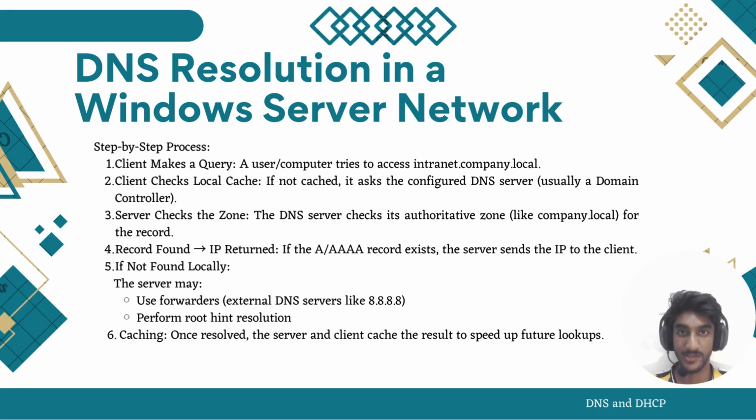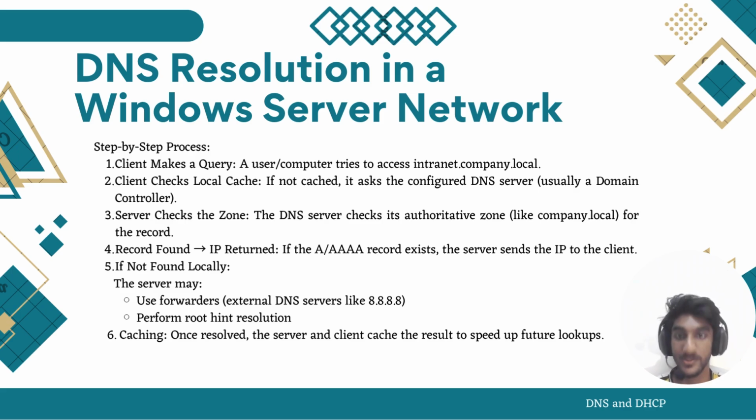Next, we have DNS resolution in a Windows Server network. This is a step-by-step process. First, the client makes a query. A user or computer tries to access intranet.company.local. The client checks the local cache. If not cached, it asks the configured DNS server, usually a domain controller. Then the server checks the zone. The DNS server checks its authoritative zone, like company.local, for the record.